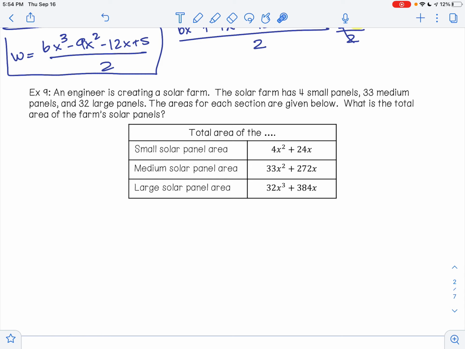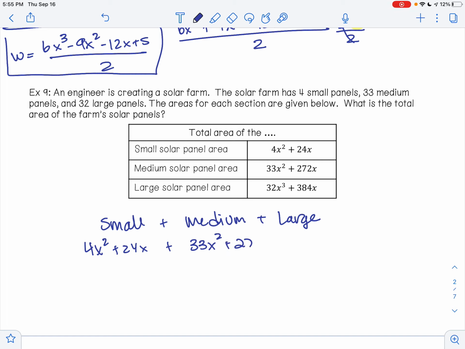So if I know the areas of each part, I can just add them together and find the area of the whole thing. So we're going to do the area of the small plus the area of the medium plus the area of the large to give us a total. So small is 4x squared plus 24x. Medium is 33x squared plus 272x. And the large is 32x cubed plus 384x.